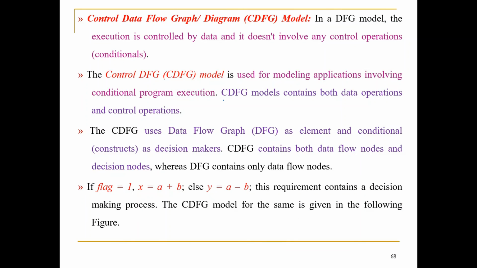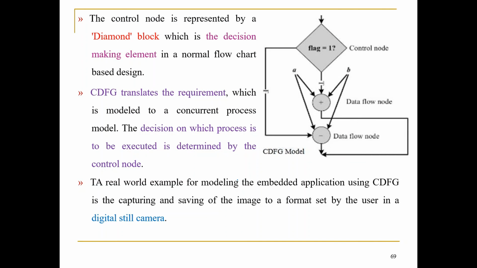Moving on to the next one, the control data flow graph model. The control data flow graph model is very similar to the data flow graph model itself, except a condition is added. If the condition is satisfied, then it is true. If the condition is not satisfied, then it is false. That is your control data flow graph model. For example, take the condition: if flag is equal to 1, x is equal to a plus b, else y is equal to a minus b. So if you plot it, it is like this.